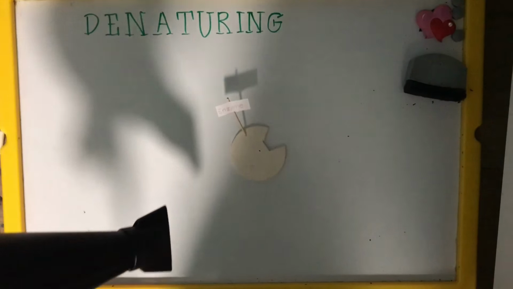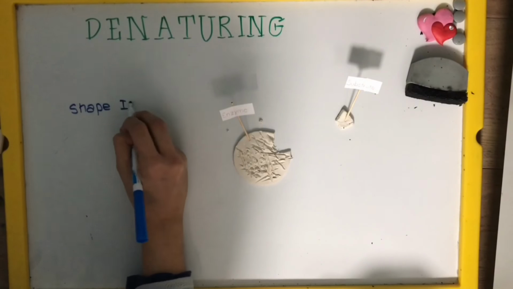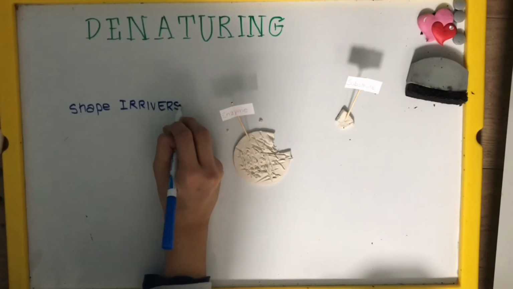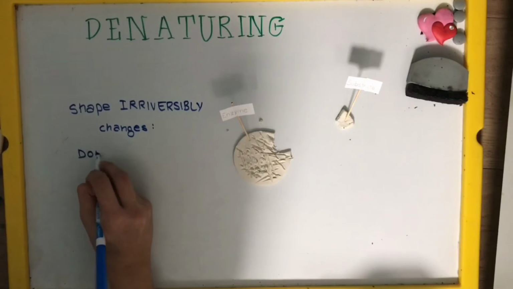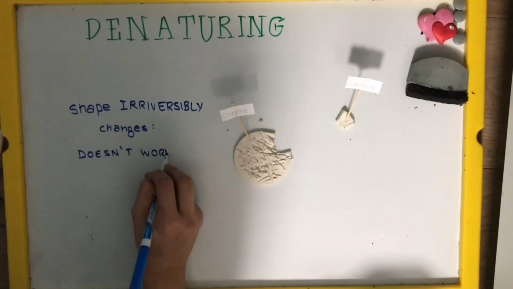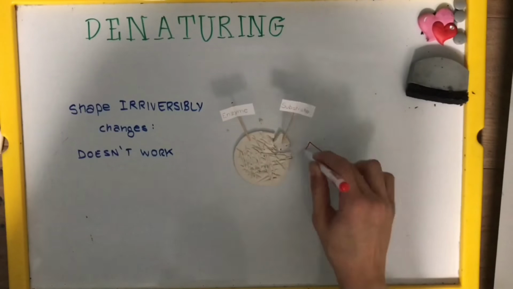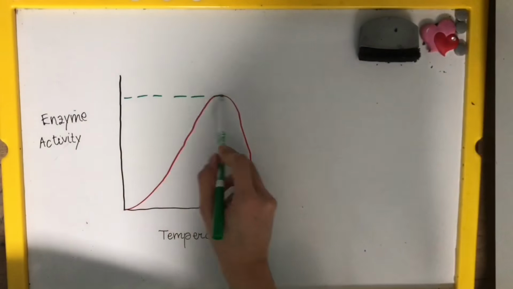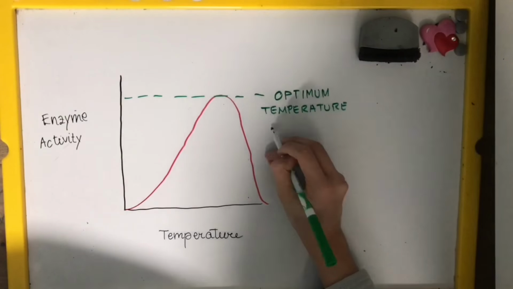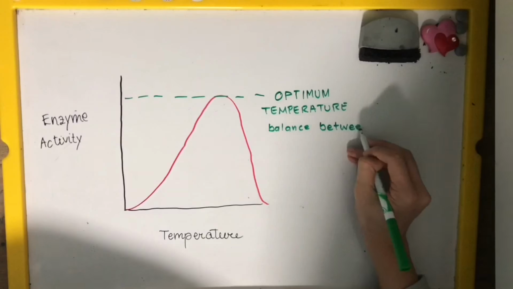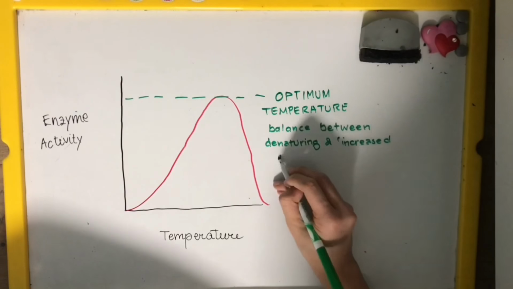When the optimum temperature is surpassed or the enzyme is exposed to extreme pH conditions, it denatures. This means its shape irreversibly changes and it cannot function correctly anymore. Because its shape changes, the substrate can't fit in and it can't work. Optimum temperature is a balance between denaturing, and it takes advantage of the fact that at a higher temperature, particles move faster and the reaction can happen faster.